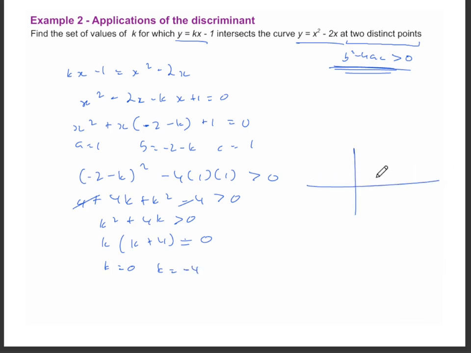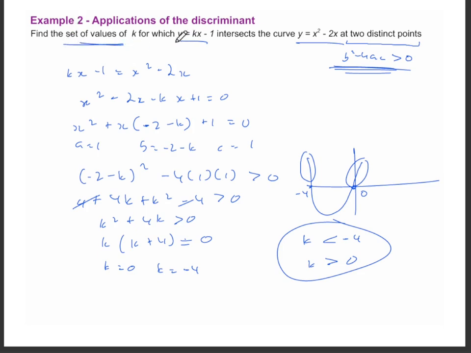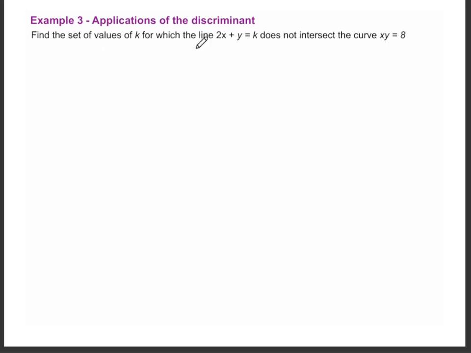Then we can draw that on our curve. It's going to look something like this, where this is 0 and this is negative 4. Then we want it to be greater than 0, so we are looking at this part and this part. And so we want the fact that k is less than negative 4, or that k is greater than 0. And these are going to be the set of values for which this line would intersect this curve at two distinct points, meaning they're going to have 2 points of intersection. Okay. Finally, one more use case where this line right here does not intersect with this curve right here.